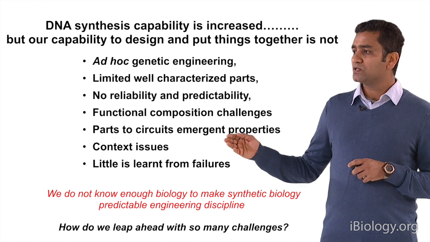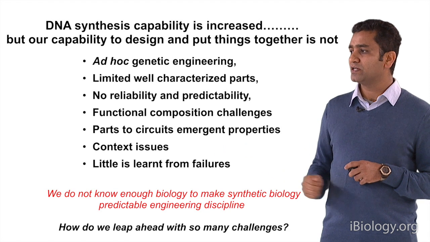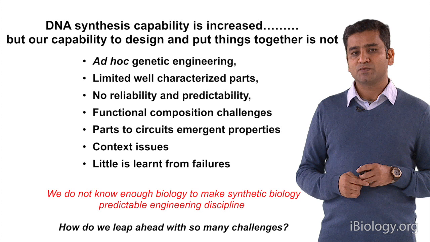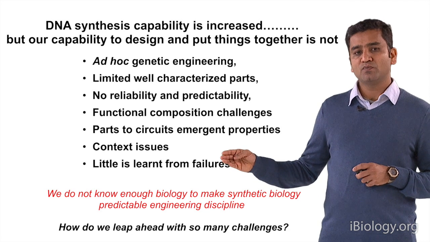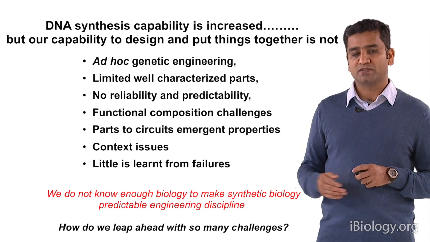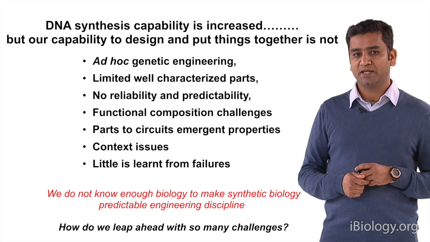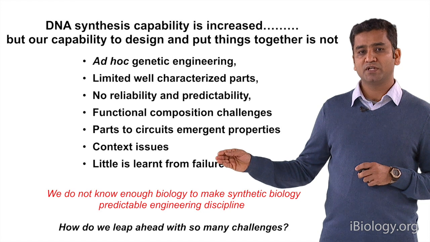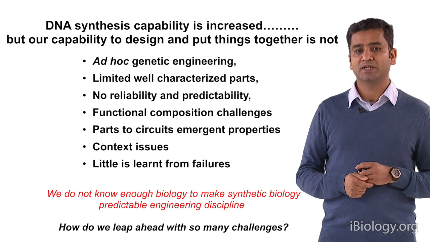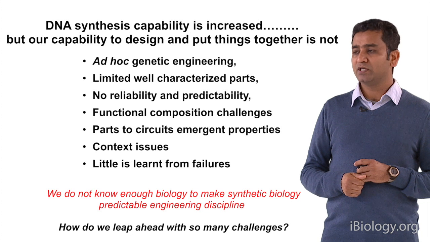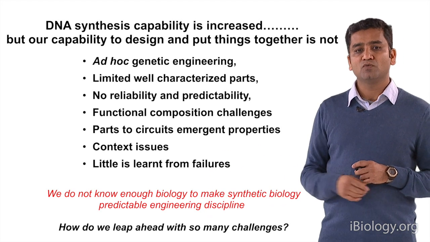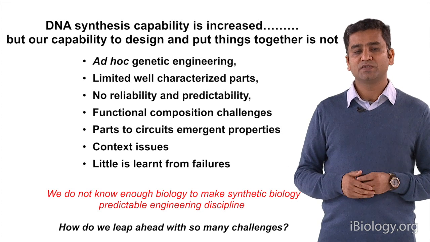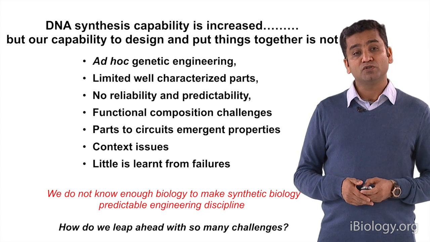And then finally, when we put these parts together into circuits, we are not really sure what emergent properties come up with these complex systems. And then the context issue matters: where the genetic circuit is, what the cellular component is, what the next region of the DNA is. And what happens is, finally, we are not really learning anything from our failures. We don't keep track of the failures and we don't know what is happening. And then finally, as you know, we don't know enough biology really to make synthetic biology a predictable engineering discipline. So how do we really accept all of these challenges and leap ahead? What do we need to do?